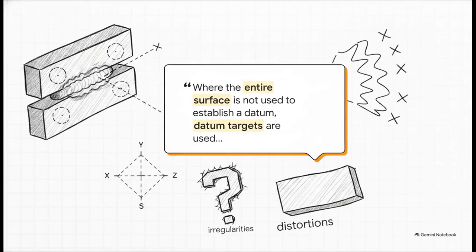And it's actually wild to see how the standard handles this. ASME Y14.5, Section 7.24 explicitly calls out surfaces of weldments as the textbook example for why you'd need to use datum targets. The standard straight up acknowledges that because of inherent irregularities and induced distortions, you simply cannot use the entire surface effectively. It completely validates why we mathematically avoid the chaotic full surface.